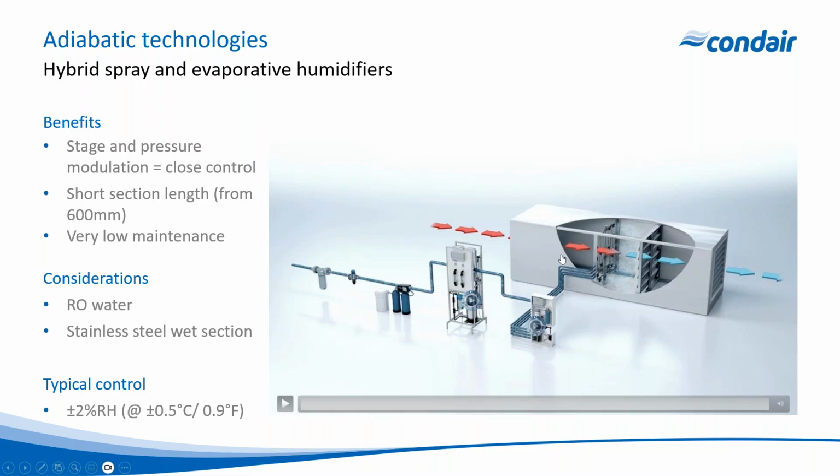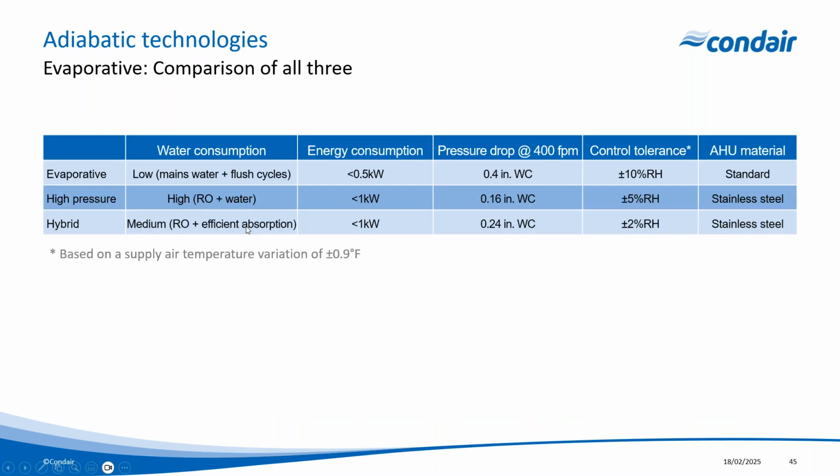Staging works very similar to the high pressure system where we've got valves connected to different number of nozzles, but we also have the ability to vary the pressure to the nozzles as well, which gives us a bit more controllability. So we're able to achieve about a plus or minus 2% control accuracy with this type of system.